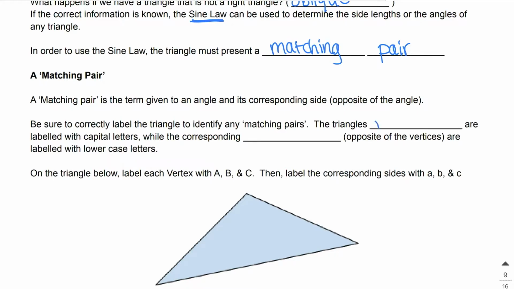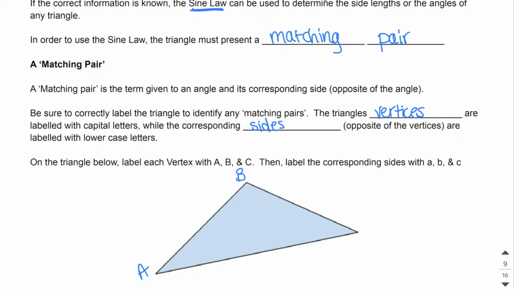So the triangle's vertices are labeled with capital letters. That's like where the angles are, where the sides meet, while the corresponding sides, the ones that are opposite of the vertices, are labeled with lowercase letters. So for example, on the triangle below, label each vertex with A, B, and C. So I'll just call this A, I'll call this B, and I will call this C. Notice how the vertices are using capital letters. I've decided to color code this, okay?